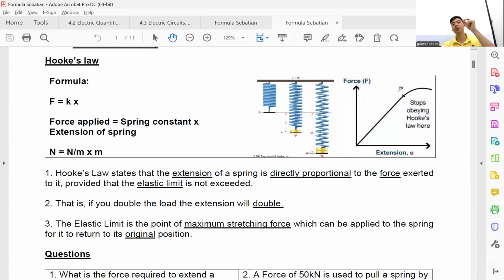Beyond this elastic limit is when the spring no longer returns back to its original position because you essentially overstretch the spring already. Which I'm sure everyone played with before, right? Anyone never overstretched a spring before? Good. Luckily, everyone has some form of childhood.